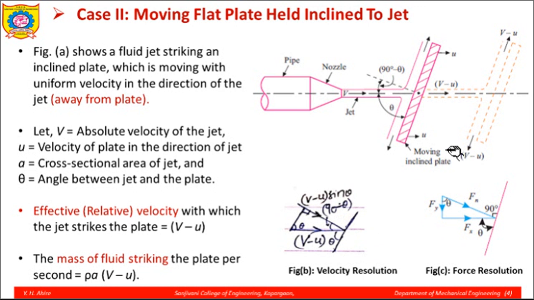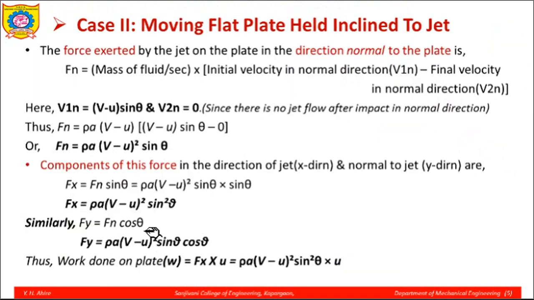After the impact, the water flows along the surface of the plate. So after impact, there is no jet flow in the normal direction. So that's why it is 0. Therefore, V1n is (V minus u) sin theta. V2n is 0, since there is no jet flow after impact in the normal direction. Correct? So substitute in this formula. Fn is equal to mass flow rate, rho a (V minus u), into V1n, into bracket V1n minus V2n. So V1n is (V minus u) sin theta minus 0.